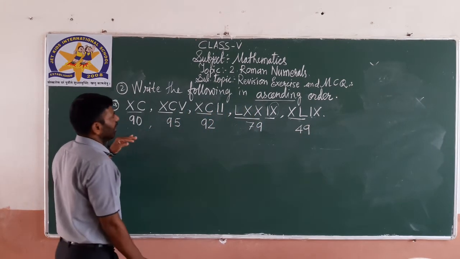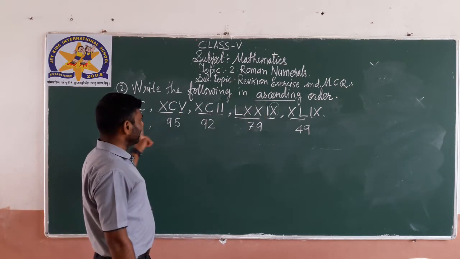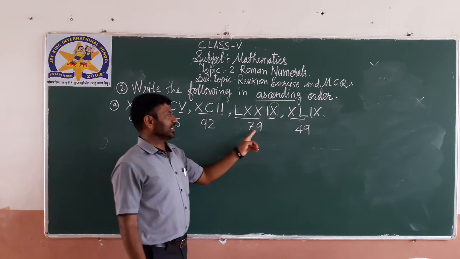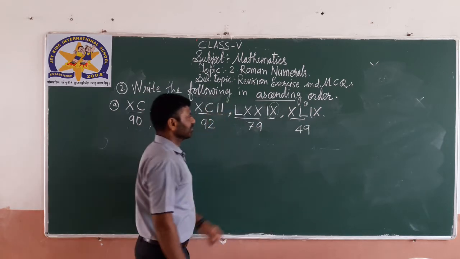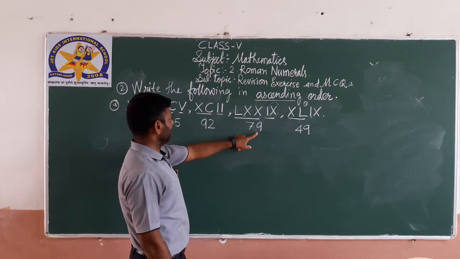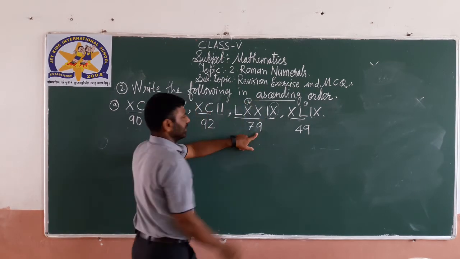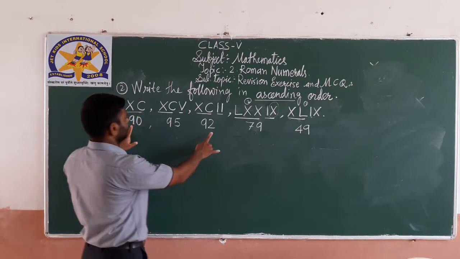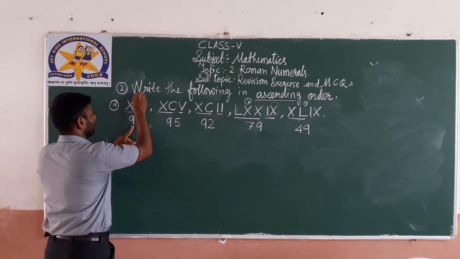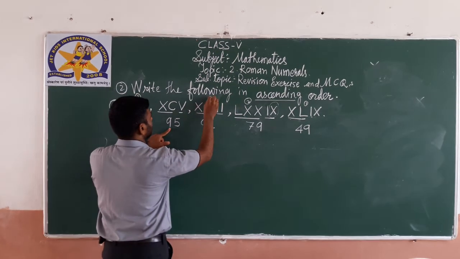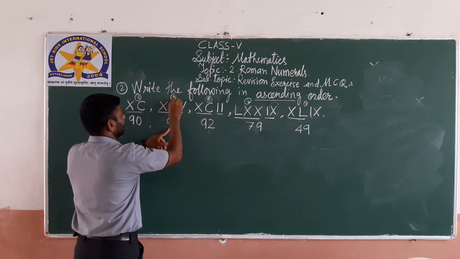Now tell me, we want to find out the smallest number. Which is the smallest one? 90 or 95, 92, 79 or 49? Yes, 49. Put number 1 here. Next, 79. Here put 2. Mark there with pencil. Then 90, 92 or 95. 90 is number 3. Then 92 is number 4. And 95 is number 5. Okay.